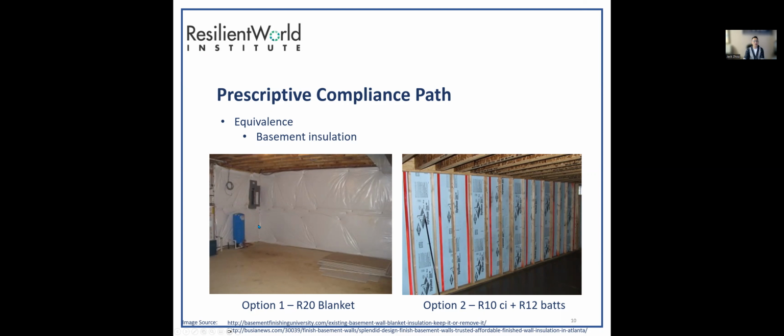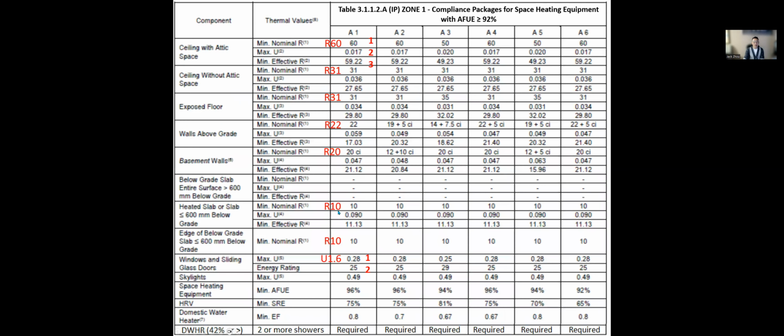Okay, so I also wanted to remind you that under note number 6, A1 allows an alternative. A1 says R20 blanket. If you go here, it says R20 CI, right? R20 CI. Note number 6 says if you want to finish your basement and you want to use a drywall finish, you can build with 2x4 at R12 batt and an R10 continuous insulation. That's what the building code is saying.